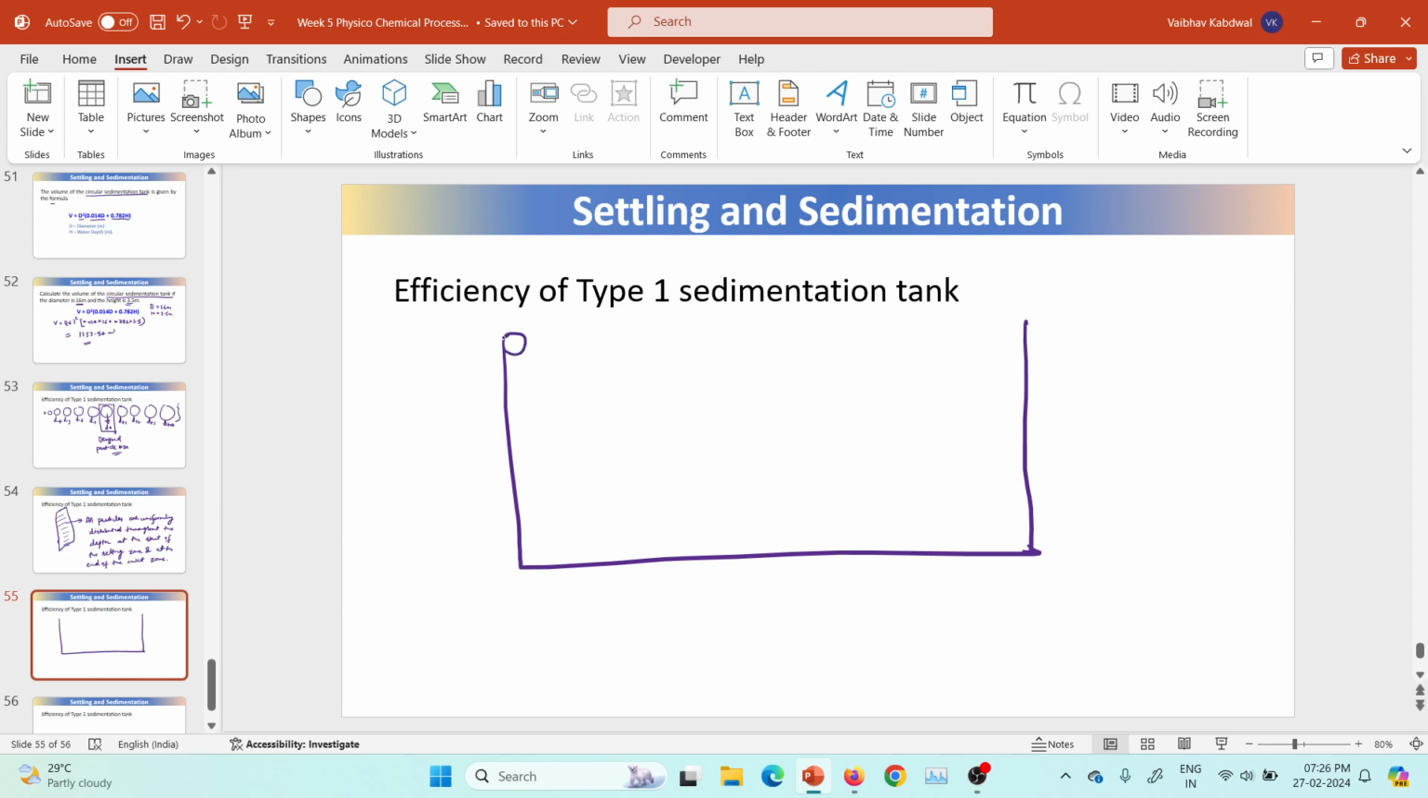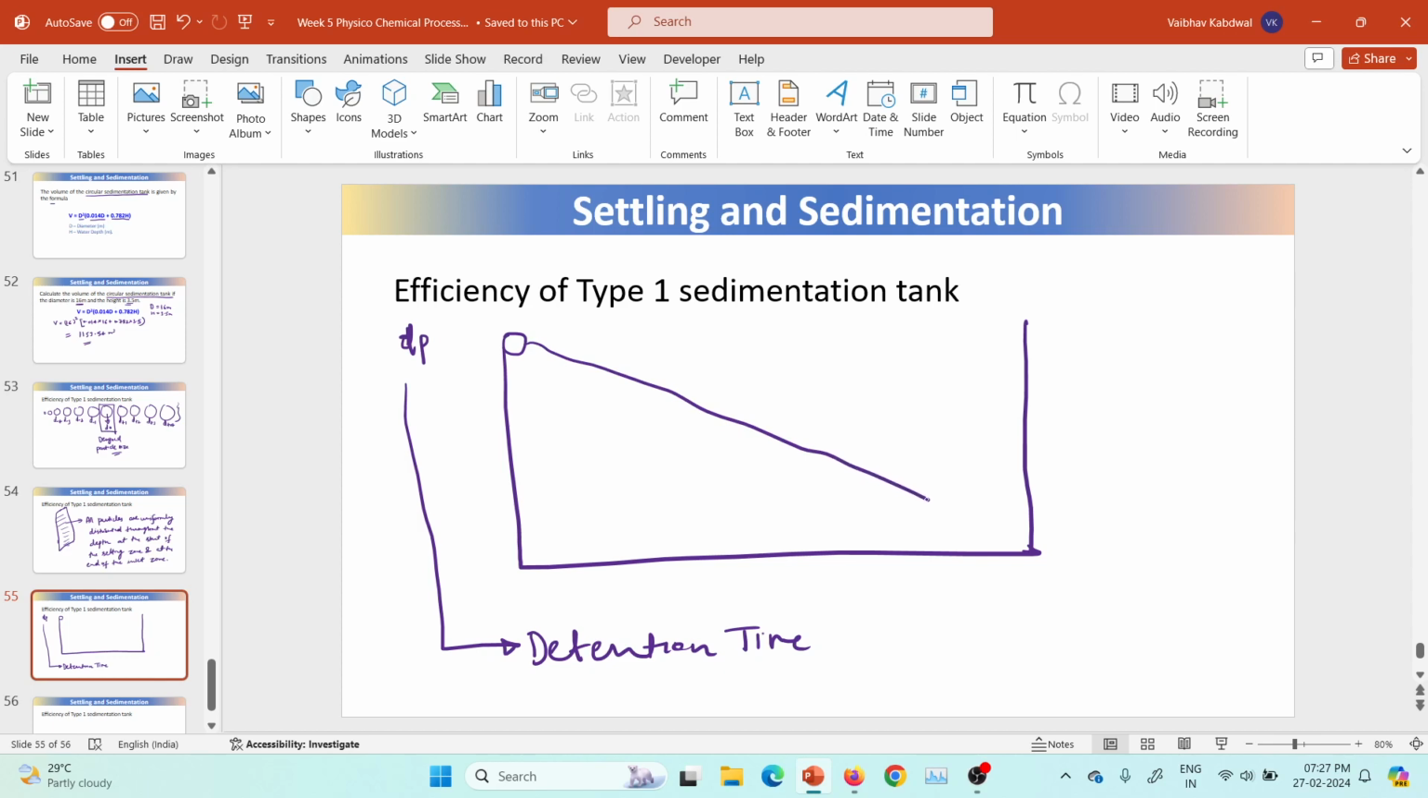So the particle of interest, let's say particle dp, the design particle size. For a sedimentation tank, we have to give a detention time. So this detention time is designed for this dp particle only. Let's say we have designed 4 hours for this particle. So the particle will take 4 hours to reach from point A to point B. So it has a diameter of dp.